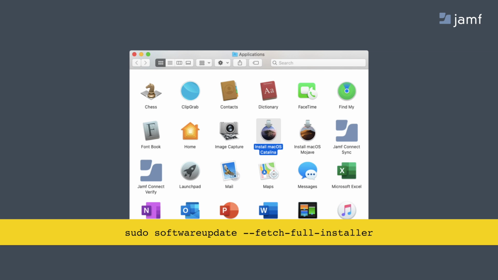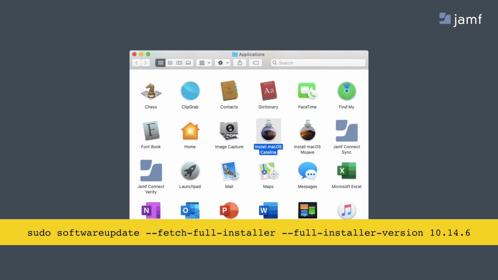Once it's done, we have a full installer in our Applications folder. And if instead I wanted to get the latest version of macOS Mojave, I'd add the --full-installer-version option followed by 10.14.6, and that would download for me instead. Again, the ability to download the full installer using the command line is only available in Catalina. If you're trying to upgrade earlier systems like Mojave or High Sierra up to Catalina, you're going to have to download and repackage the Catalina installer first and push it out. Only on Catalina can you use the command line to download it.